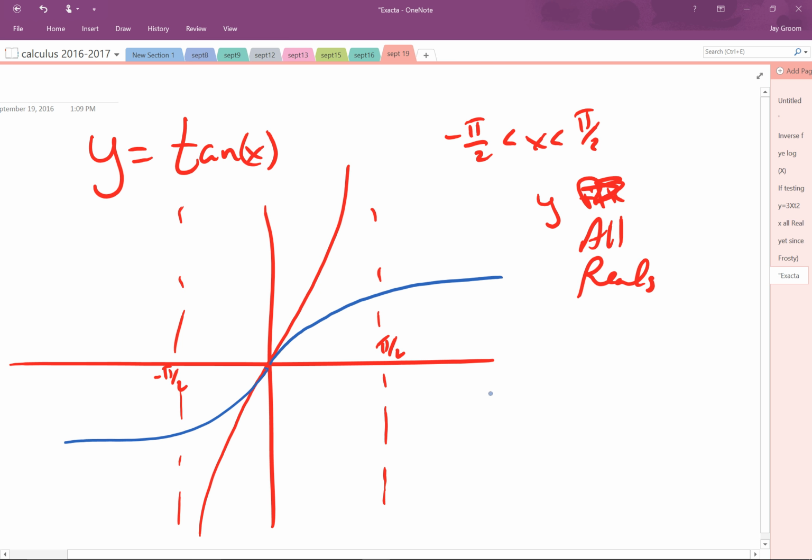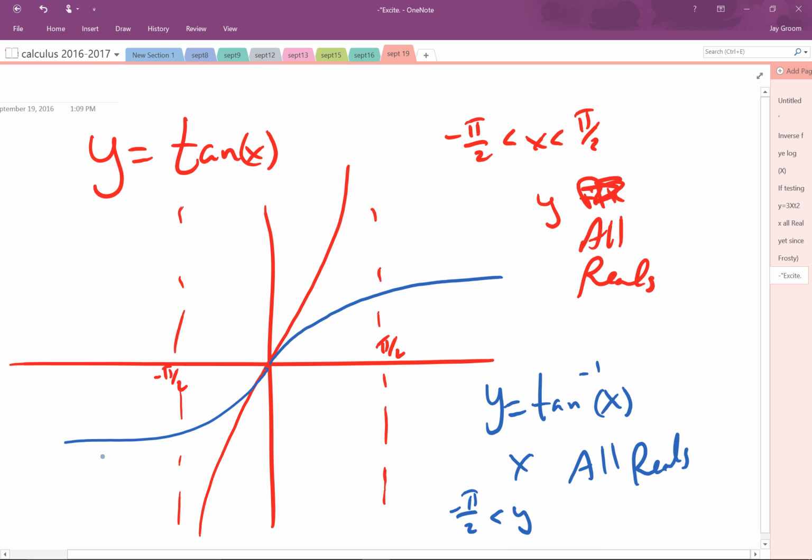So inverse tangent is going to be defined to be between where and where? Well, its x's are going to be all reals. And its y's are going to be between negative pi over 2, in other words, an asymptote, and one up here as well.